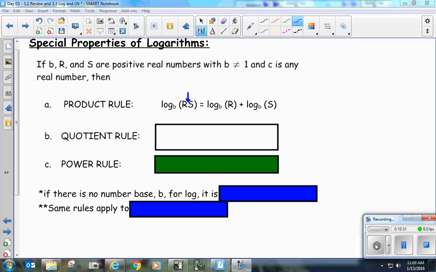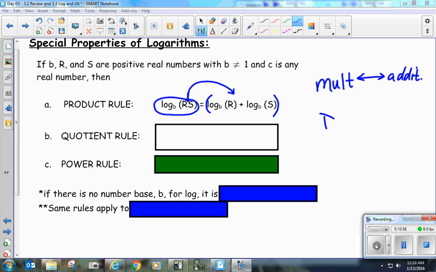Multiplication, as in many things, turns to addition. You see that? That goes vice versa. If I'm given this and I want to make it into a smaller expression, I can change it back into this whole thing right here. So it works both ways. So, a question. If multiplication turns to addition, what do you think division is going to turn into?